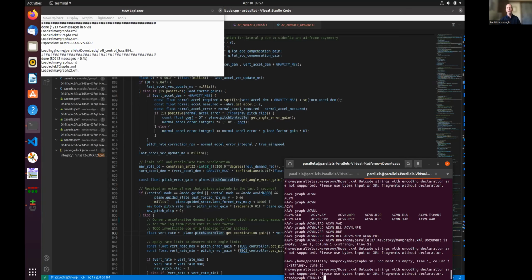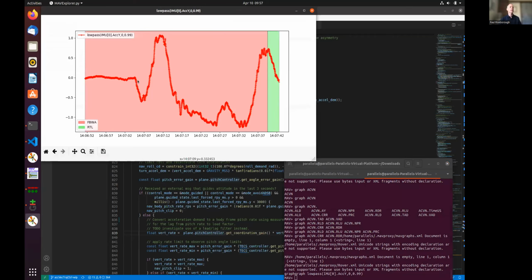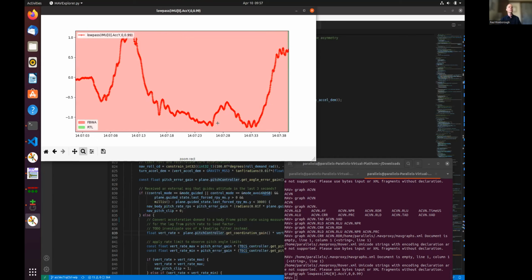So for this aircraft, the problem, and I'm just going to show it here. Look at what happens with the lateral G when it's turning. So here it is in a right turn.